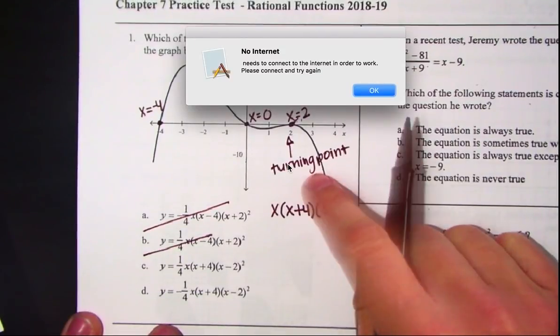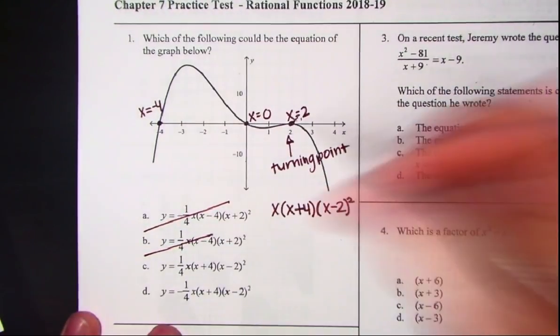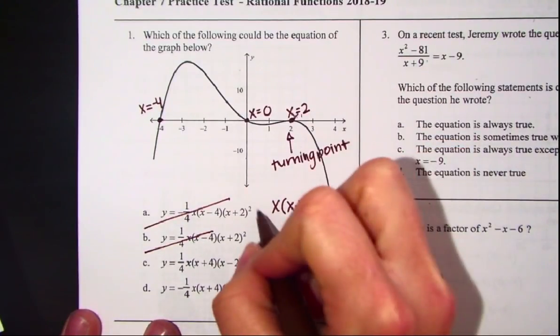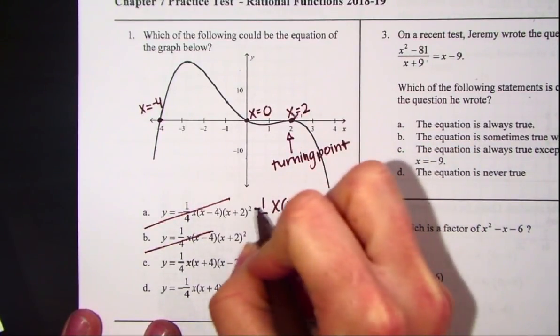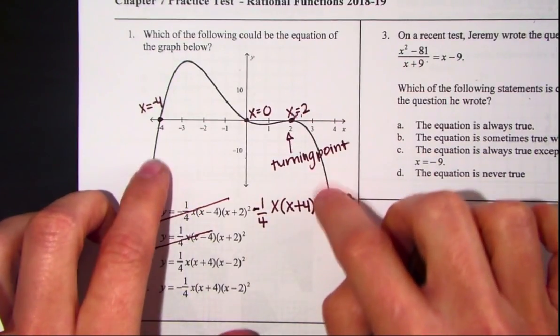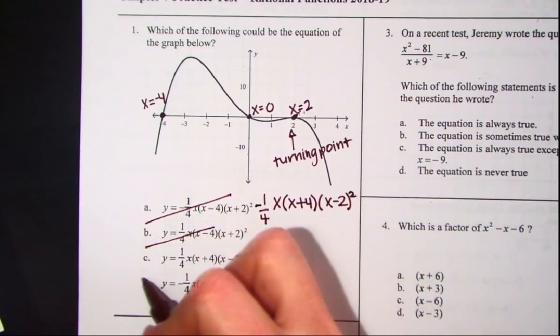And it's flipped upside down, which means it's going to be negative. So they used 1/4, so it's going to be -1/4. Again, because my end behavior for my graph is down towards the bottom, it's flipped upside down, so negative.